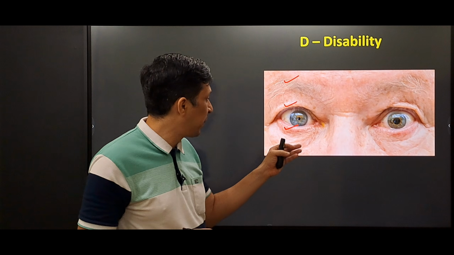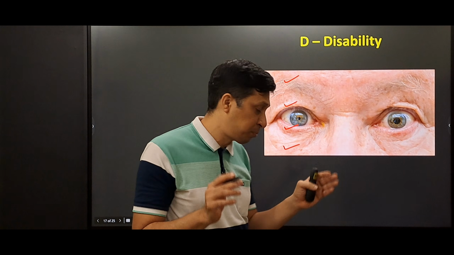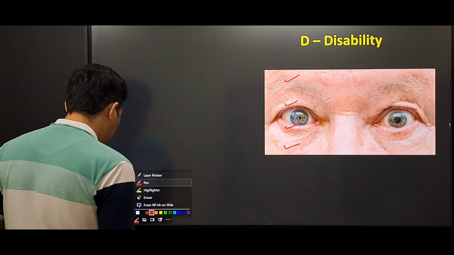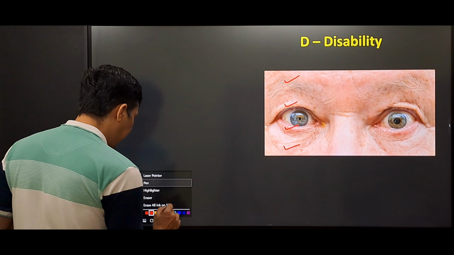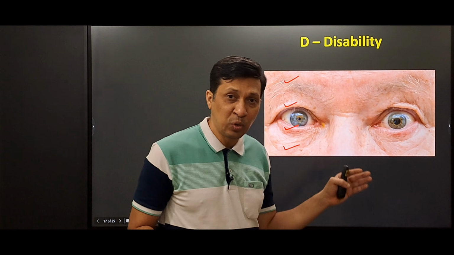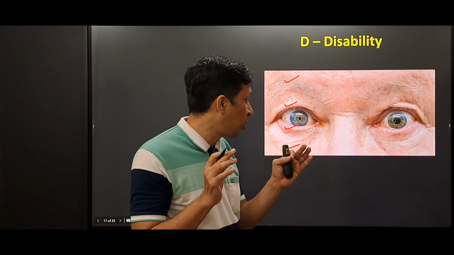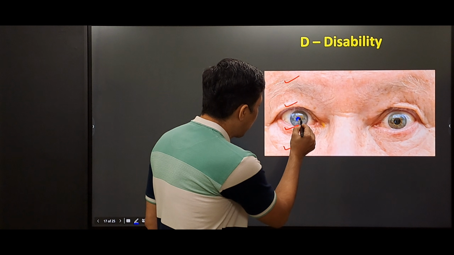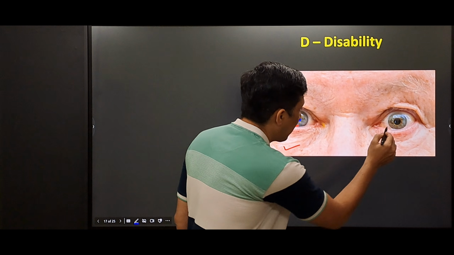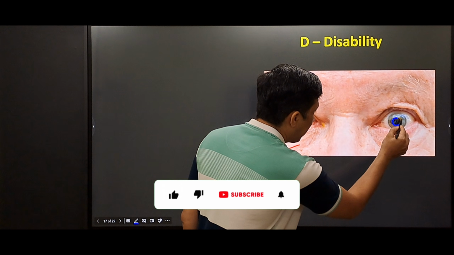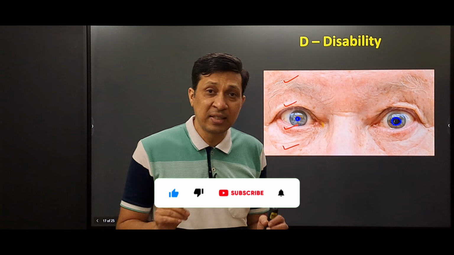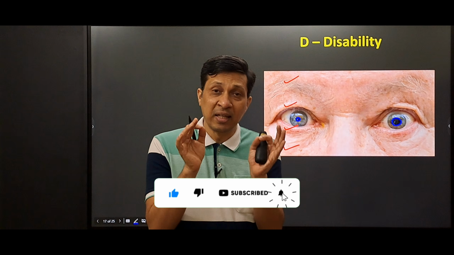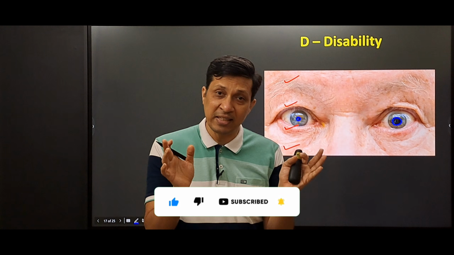And this is a picture showing the patient's pupil, unequal pupil. This is a very dangerous sign and you have to immediately manage the cause that is causing this unequal pupil. You can see the size of the pupil here is normal and here the pupil is dilated. So this is a very important sign that you have to see under disability.